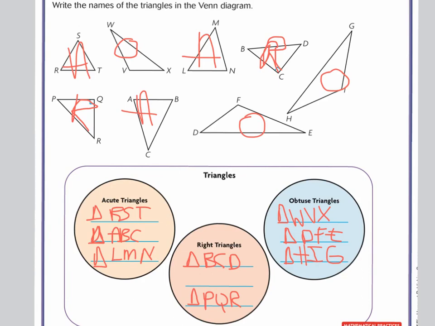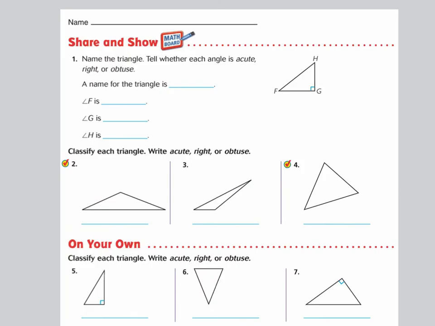Okay, let's go ahead and turn to page 387. At the top of the page for share and show, question number 1 says, name the triangle and tell whether each angle is acute, right, or obtuse. So to name the triangle, you want to put the triangle symbol, and then the 3 points or vertices that make up the triangle. And it doesn't matter what order they're in. So I'm just going to put F, G, H. So triangle FGH. Below that, it wants us to identify the type of angle each of those are.